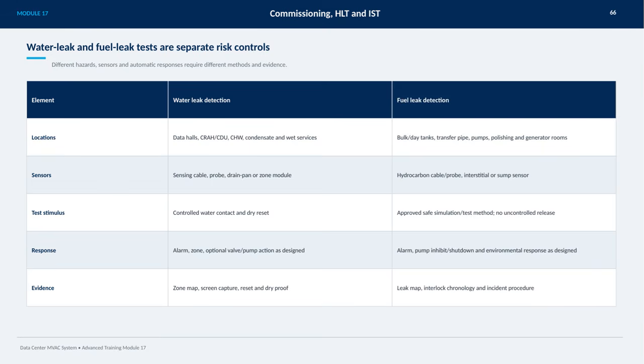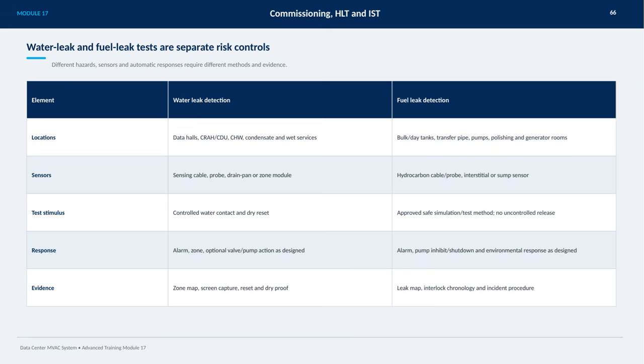For water leaks, detection typically happens in data halls, CRAH or CDU units, chilled water systems, condensate, and other wet services. The sensors used can include sensing cables, probes, drain pans, or zone modules, and the tests involve controlled water contact followed by a dry reset.